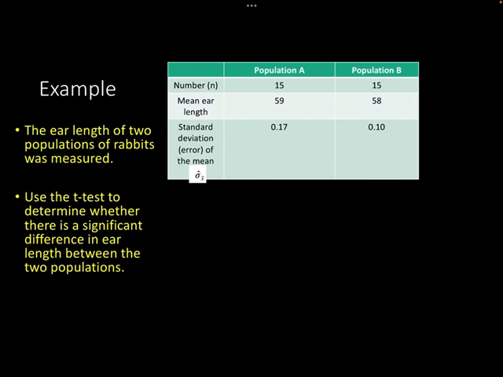So here's an example. The ear length of two populations of rabbits was measured. Use the t-test to determine whether there is a significant difference in ear length between the two populations. So you've been given the number that they sampled, the mean ear length, and the standard deviation or standard error of the mean.